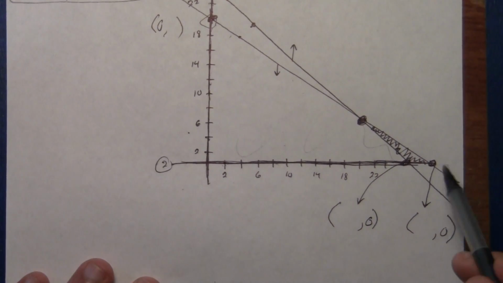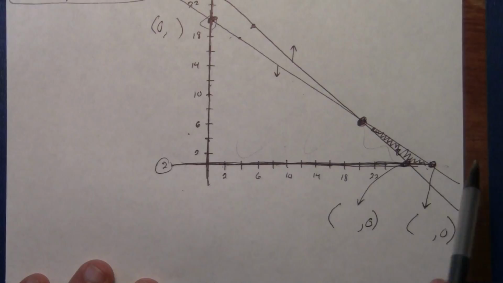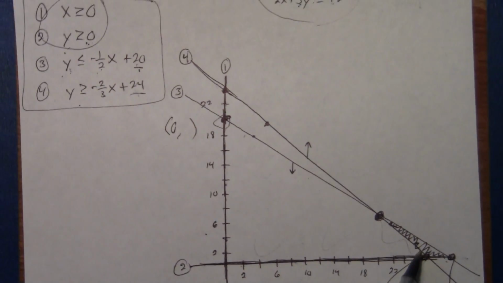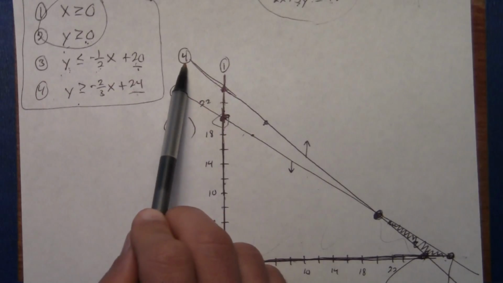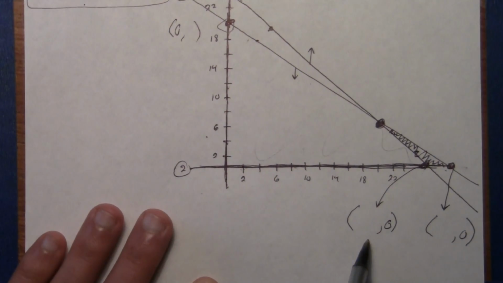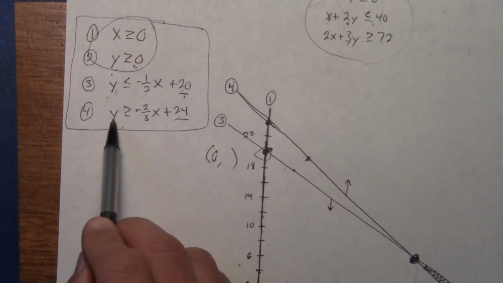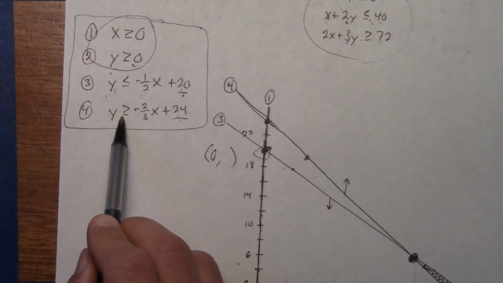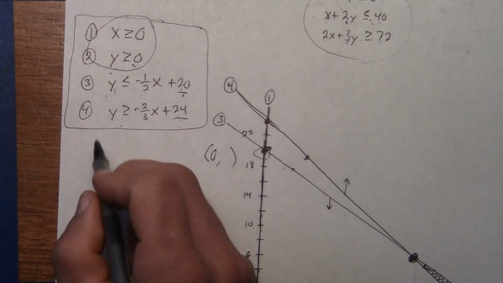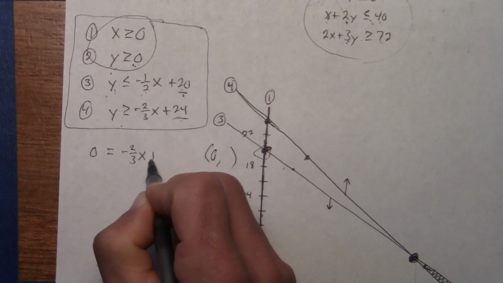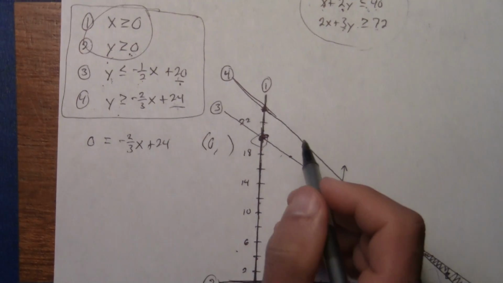Alright, once I get those two numbers, then look at what line runs through it. If you look at this point and you follow this line, you can see that it's inequality number 4 that I got that from. So I'm going to take the 0 that I know is the y value, and I'm just going to plug it in for y in that equation. I'm going to pretend like this is an equal sign now and try to solve it. So I have 0 is equal to negative 2/3 x plus 24, and now I just need to solve.